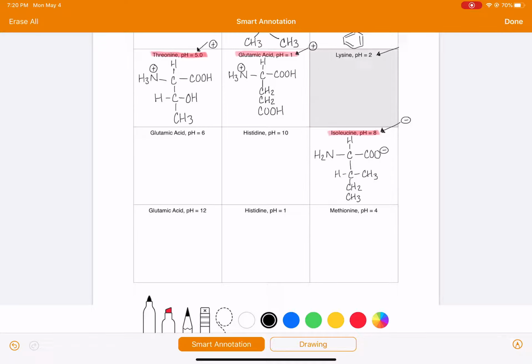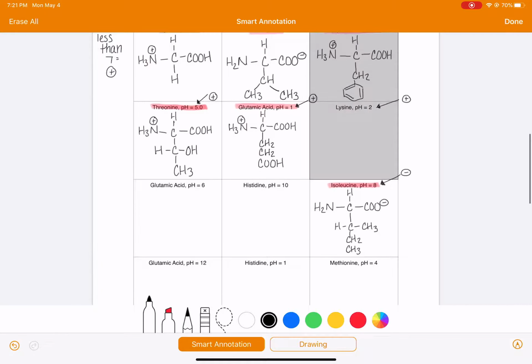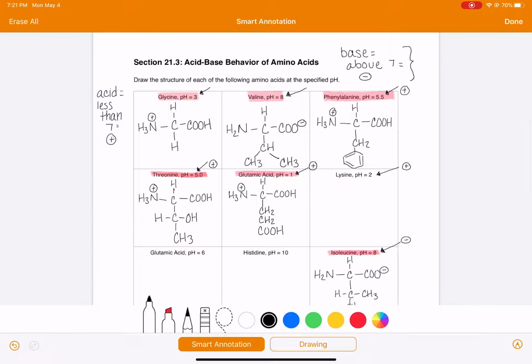That's a low pH, so that means that we are going to see positive charges. Let's scroll back up to these refreshers. If the pH is less than 7, or if it's acidic, then we have positive charges only allowed. If the pH is above 7, if it's basic, we're only allowed negative charges.